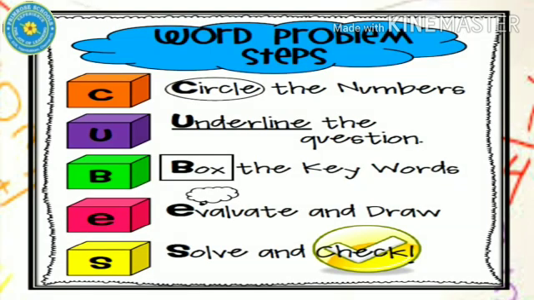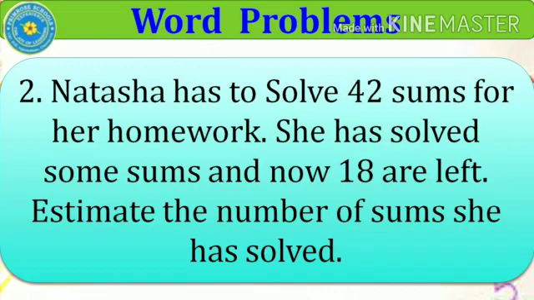Ready, children? So, second question of your exercise 4.3. Natasha has to solve 42 sums for her homework. She has solved some sums and now 18 are left. Estimate the number of sums she has solved. Shall we begin the steps, children?